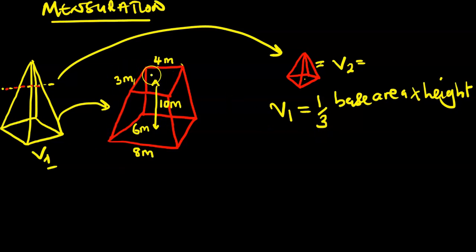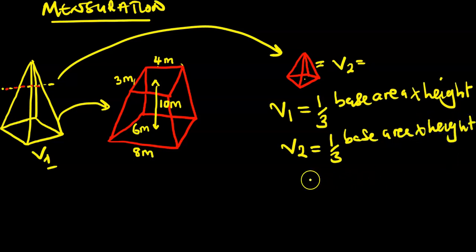Once again, for you to find the volume of the frustum, you need to find the volume of the pyramid before it was cut. Then you subtract the volume of the piece that was removed. The formula that you use either in volume 1 or volume 2 is 1/3 base area times height. So let me write here for volume 2 also 1/3 base area times height. Now, in order for us to find these volumes, what do we need? We need the base area and height.